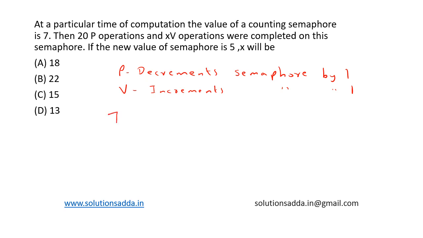In this semaphore we are performing 20 P operations, so the value is decremented by 20, and then X V operations are performed, which means the value is incremented X times. Now the final value is 5. So what will be the value of X? 7 minus 20 minus 5 is equal to minus X. So minus 18 equals minus X. X is equal to 18. So the correct option here is option A, 18.